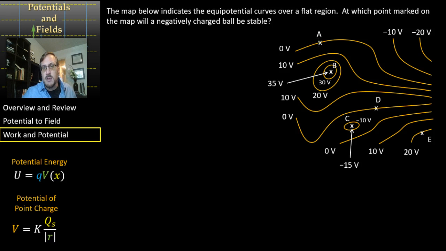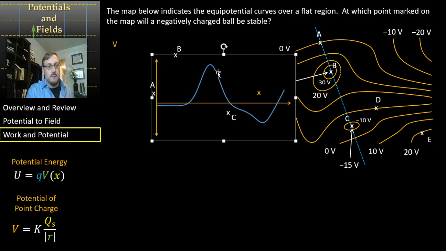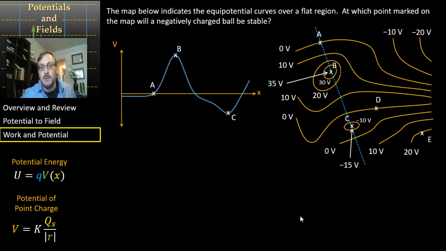How I'm going to do that is make a slice right through A, B, and C, and then plot what the potential is along that slice. So you see at A, we've got 0 volts as our potential. We come way up here for B. These things aren't supposed to move, but they do anyway.